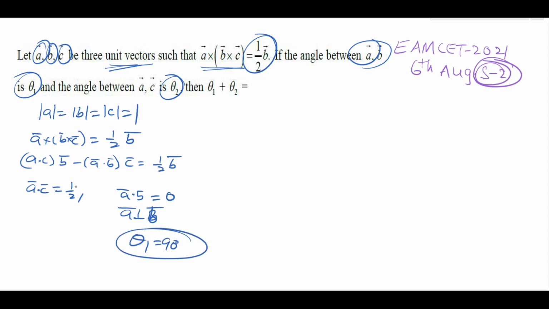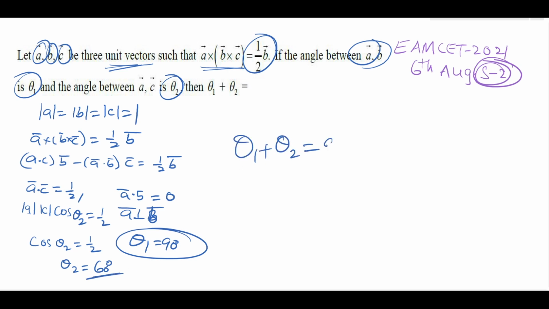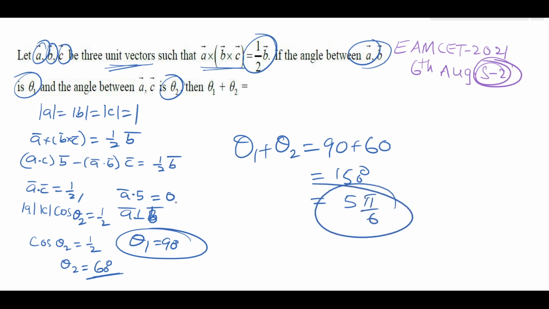And A dot C is equal to 1 by 2. Mod A mod C into cos, angle between AC is given theta 2, that is 1 by 2. Here mod A mod C 1. From this cos theta 2 is equal to 1 by 2. Theta 2 is equal to 60 degrees. Now we find theta 1 plus theta 2 is equal to 90 plus 60, that is equal to 150 degrees. That is 5 pi by 6. This is the required answer.